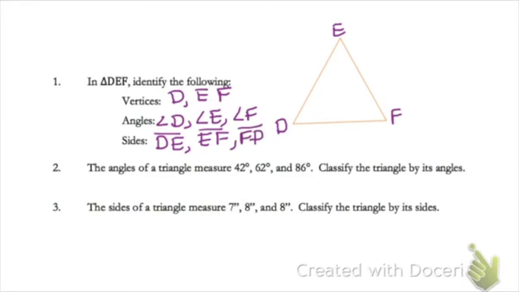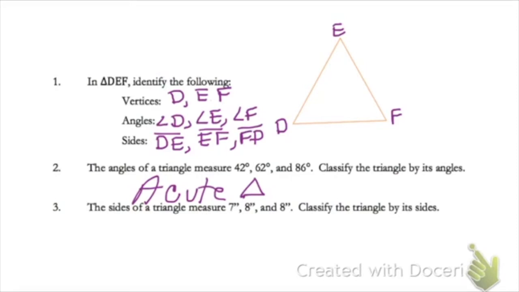Problem 2. The angles of a triangle measure 42 degrees, 62 degrees, and 86 degrees. Classify the triangle by its angles. All of these angles are less than 90, so this is an acute triangle. An acute triangle is a triangle where all the angles are less than 90 degrees.